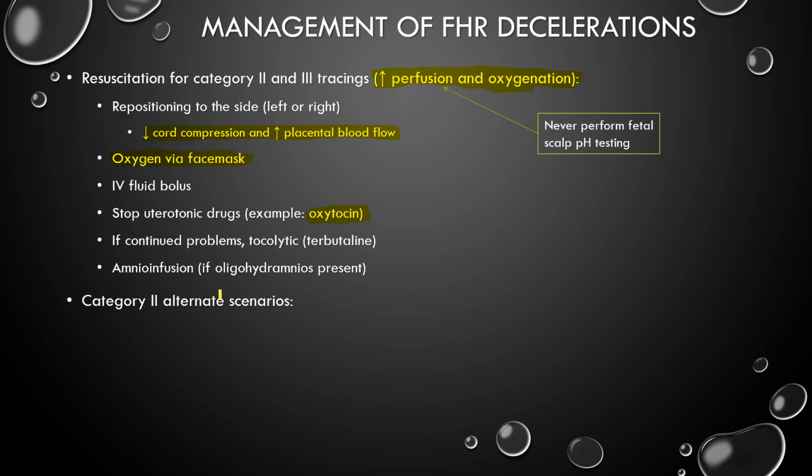So here's some alternate scenarios in Category 2. We talked about Category 1 and Category 3. Here's some Category 2 scenarios. So late deceleration is by itself. It doesn't have to be recurrent. It can be recurrent, it can be moderate late decelerations, but it's not with the no fetal heart rate variability. If you see late decelerations by itself, you need to do all this in utero resuscitation, all right? And this is category 2.